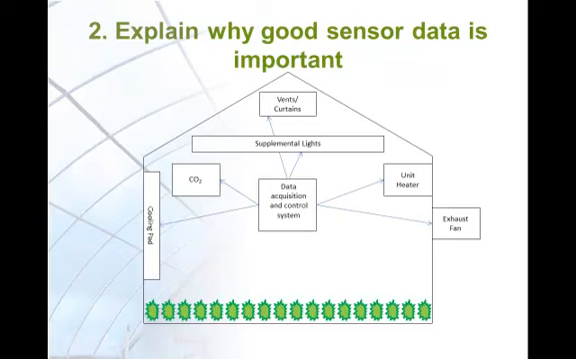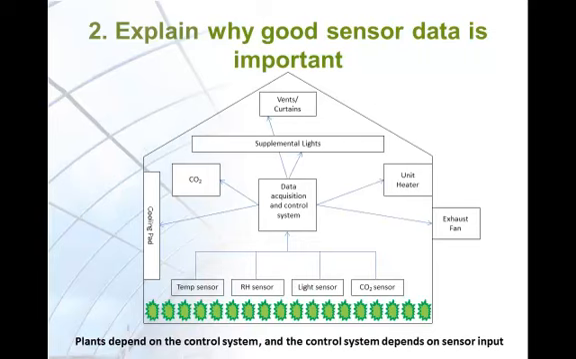Why is good sensor data important? The control system must activate and deactivate cooling pads, supplemental CO2, supplemental lighting, vents and shade curtains, heaters, and exhaust fans when needed for optimal plant growth. Plants depend on this control system, and the control system depends on sensor inputs. Properly calibrated sensors ensure that greenhouse conditions recorded are truly representative of the environment.